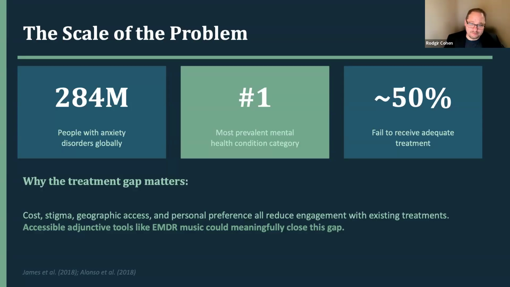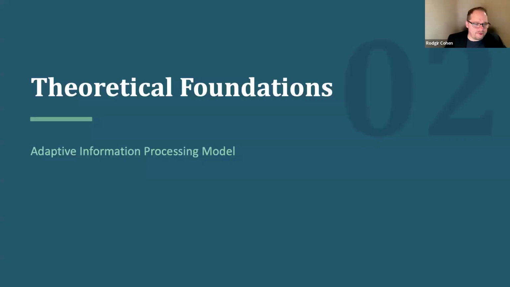Well, cost, stigma, geographic inaccessibility, wait times, personal preference, distrust of medical systems, you name it. The treatment gap isn't a small problem to be solved at the margins. It's a structural challenge, and we have to look at the core of how we provide low-cost, low-stigma treatment. And how do we help people even in their own homes? So EMDR music doesn't need to replace therapy. It just needs to be part of your larger ecosystem or toolkit that you use to help people. So let's lean forward with our thought and look at some of the theoretical foundations for an adaptive information processing model.